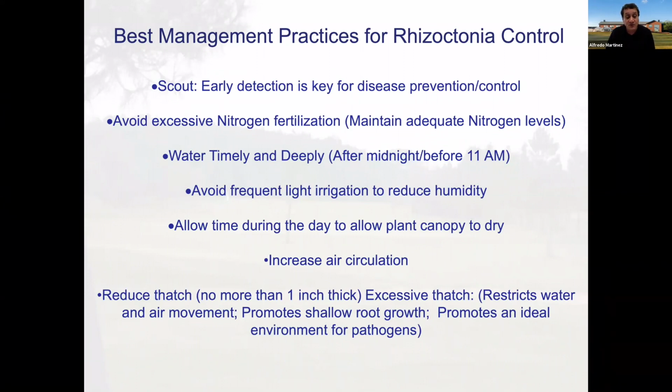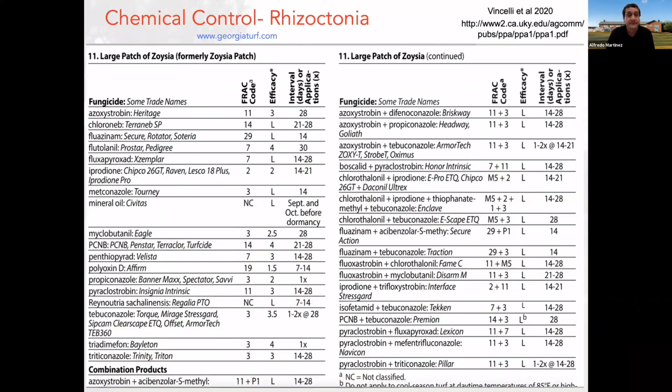Also reduce thatch. Thatch is the organic matter that you see. If you feel it is too spongy in that area, you may need to collect the clippings to avoid thatch buildup, or power rake or do something else to reduce that thatch, because that thatch is located where the Rhizoctonia is attacking.